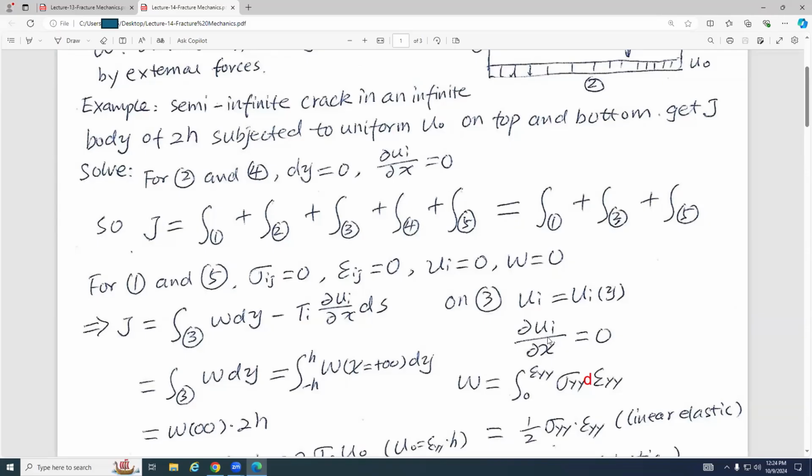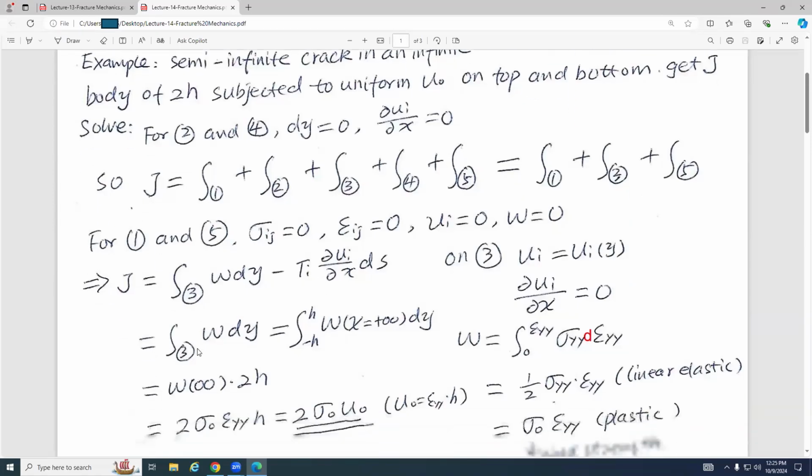Because the x does not change, and this line is vertical, x is horizontal, right? All the values on this vertical line do not change with x. That means if you change x, the u is the same. That's the reason this derivative equals 0, and this term goes away. So we only have w omega dy. Keep in mind, this is the third segment from minus h to h.